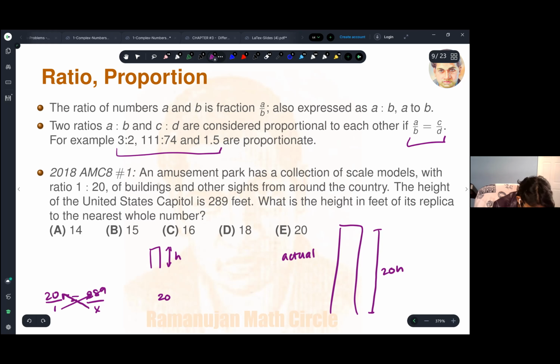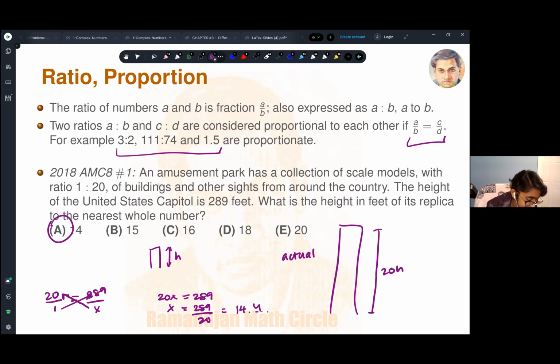And so you get 20x is equal to 289. Then you can divide both sides by 20. You get 289 over 20. And in essence, that is about 14 point something. I think it's like 14.4. So your answer will be 14. So that's the basics of ratios and proportions.